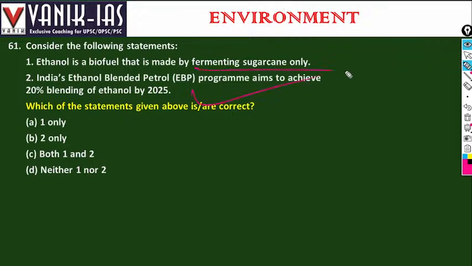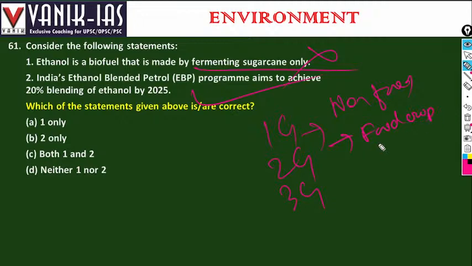Yes, it is fermenting sugarcane only. No. Biofuels are of different types: first generation biofuel, second generation biofuel, third generation biofuel. These are from non-food crops. These are from food crops. Second generation biofuel is from food crops. So it may be from ethanol, sugarcane, maybe from used oil. It may be from other sources like, for example, fermented food. So the first statement is wrong.